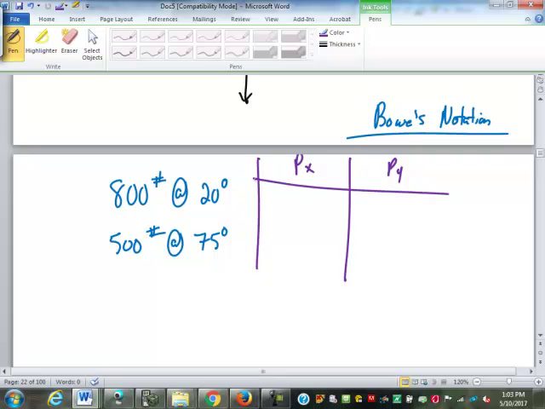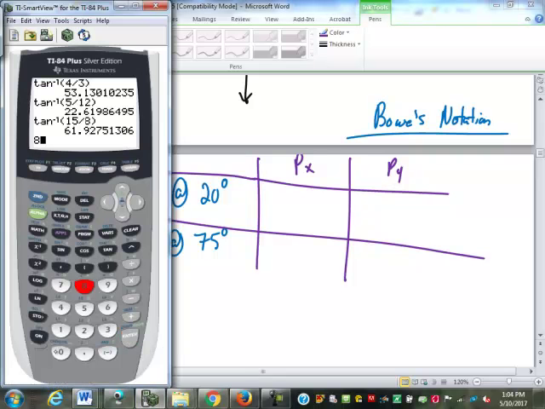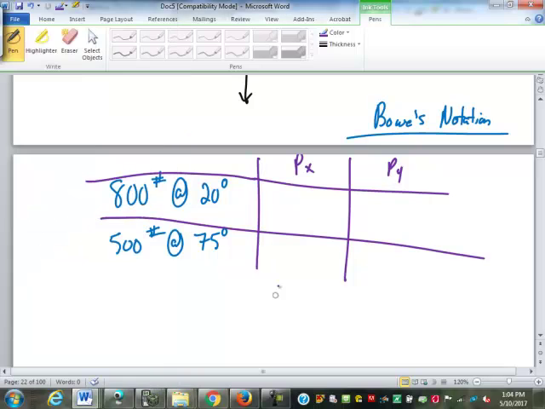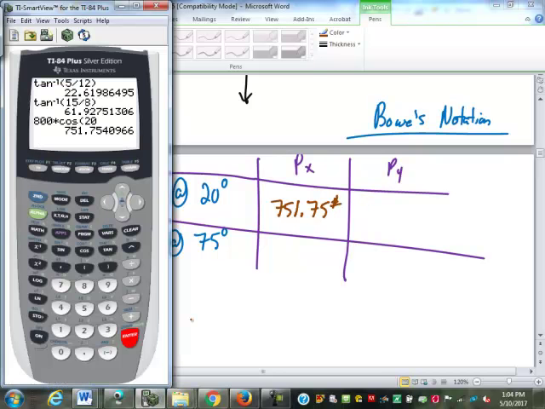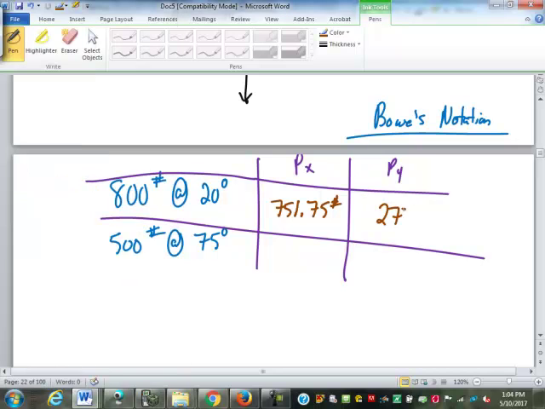What we're going to do for each vector is break them down into components, px and py. So for the 800, it's 800 times cosine of 20, px is 751.75. Py is going to be 800 times the sine of 20, 273.62 pounds. Does that make sense so far?